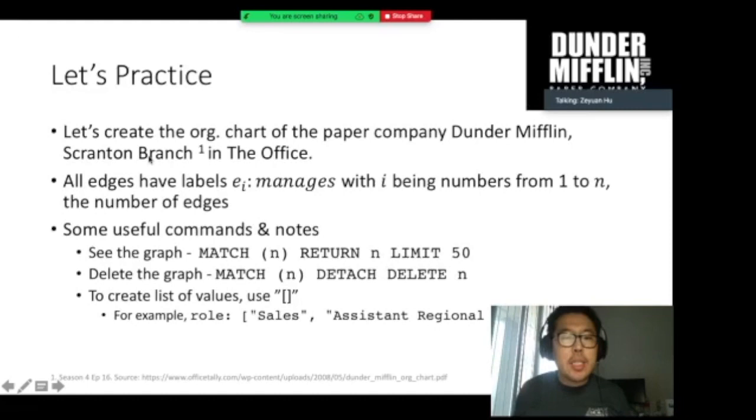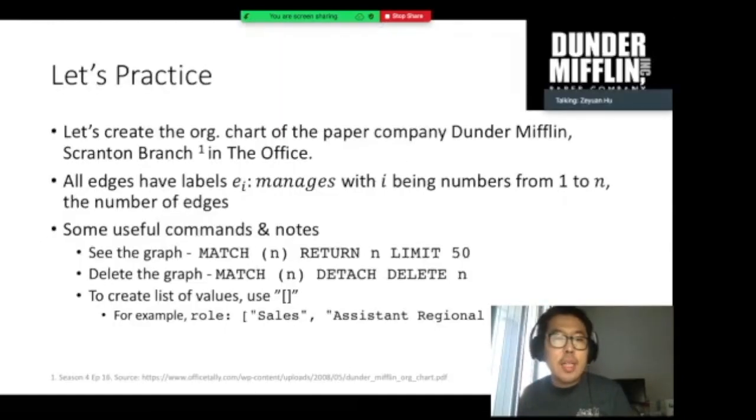There are also some useful commands. For instance, you can see the graph with this query, and you can delete the graph with this query. In case there are multiple attributes, the property value in Neo4j can be a list, so you use square brackets to define a list. For instance, some person may work in sales, but also work as assistant regional manager.